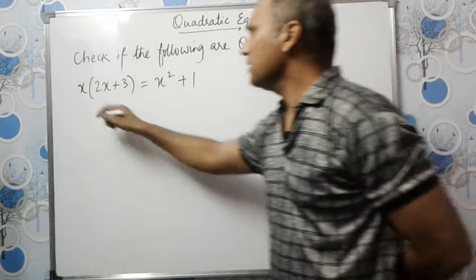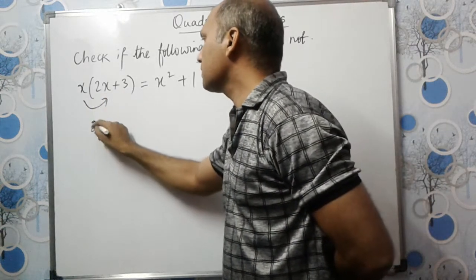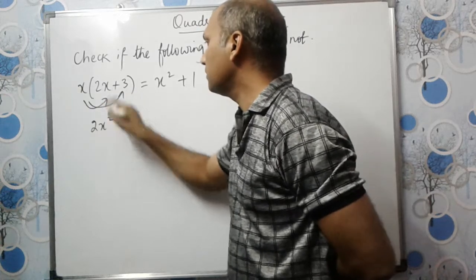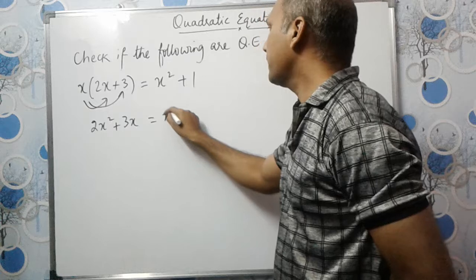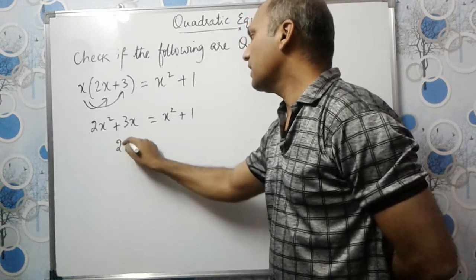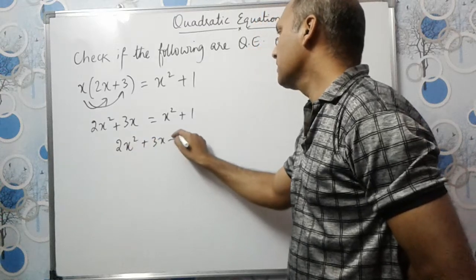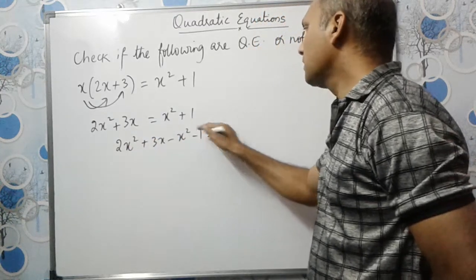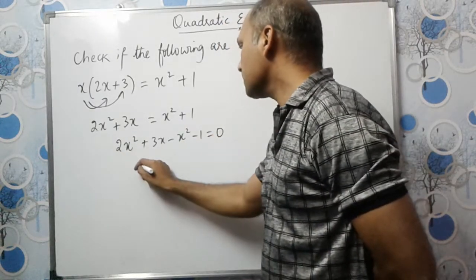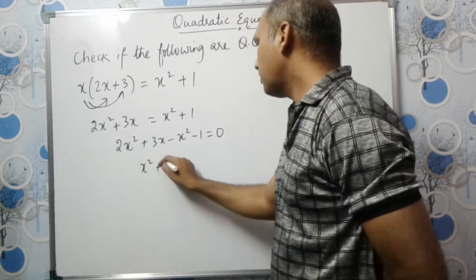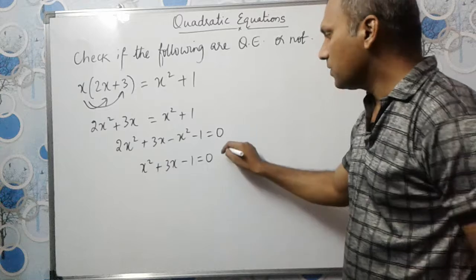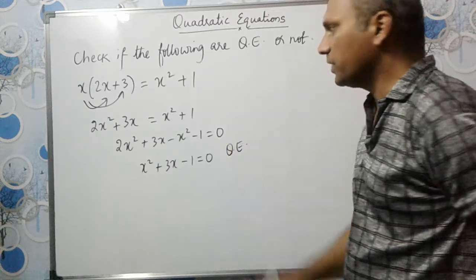Very easy question again. See, x into 2x is 2x square, x into 3 is 3x. What sign? Plus into plus is plus sign, is equal to x square plus 1. So bring or send these two terms on the other side. We'll have 2x square plus 3x minus x square minus 1. Plus x square became minus x square, plus 1 became minus. So 2x square minus x square is how much? X square. We have plus 3x minus 1, 3x and minus 1. So is it quadratic? Yes, it is quadratic equation.